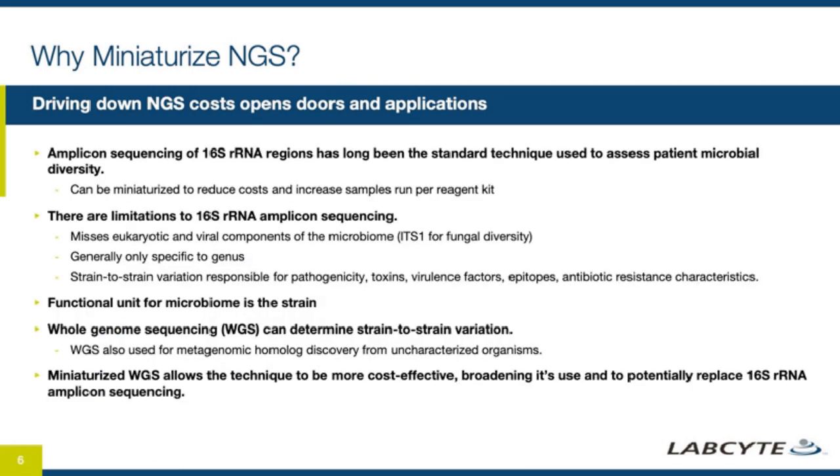Okay, so amplicon sequencing of 16S rRNA regions has long been the standard technique used to assess patient microbial diversity. We can miniaturize these amplicons to use much less reagents, though the savings in these PCR mixes isn't as drastic as Nextera XT, for example. But there are various limitations in 16S rRNA sequencing. For example, the eukaryotic and viral components of the microbiome are missed. You can use ITS1 for fungal diversity, but the viral components are still missing. And this requires repeated experiments.